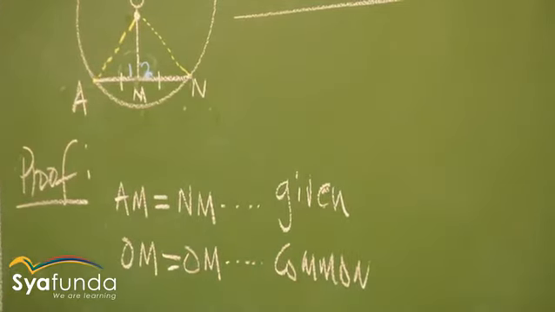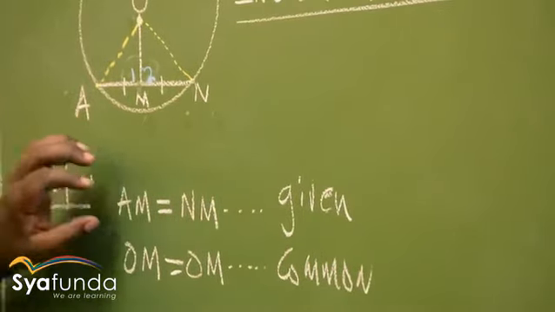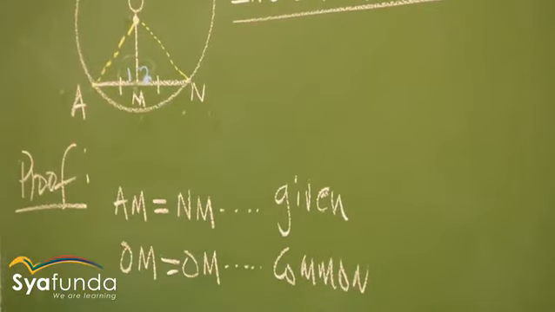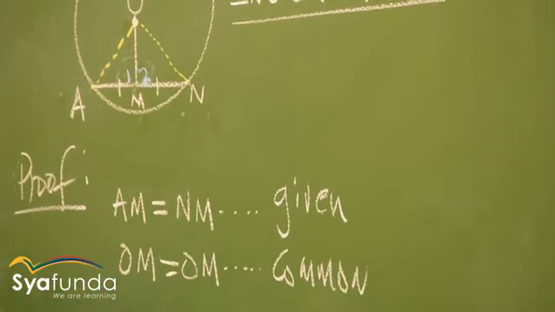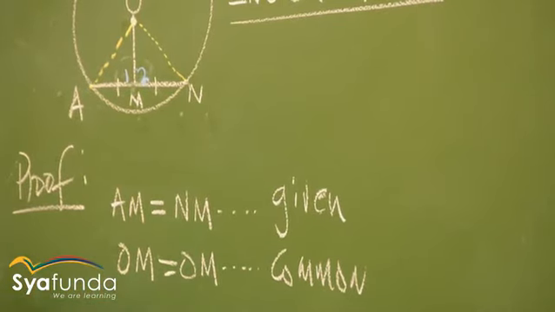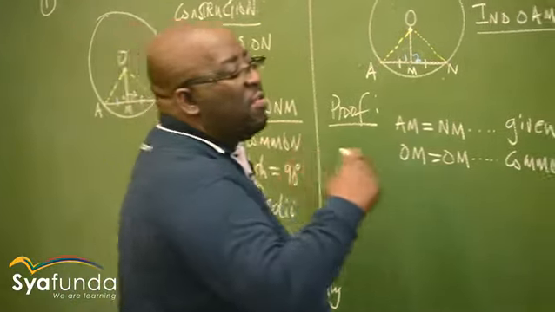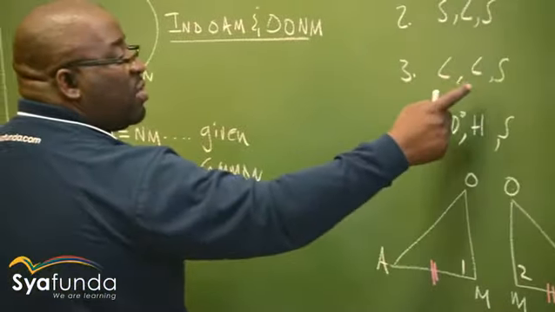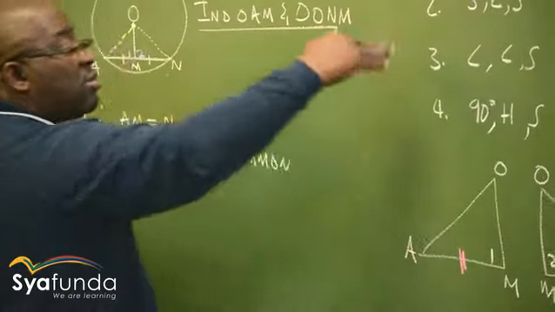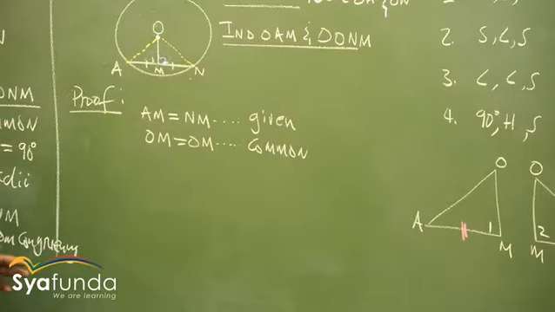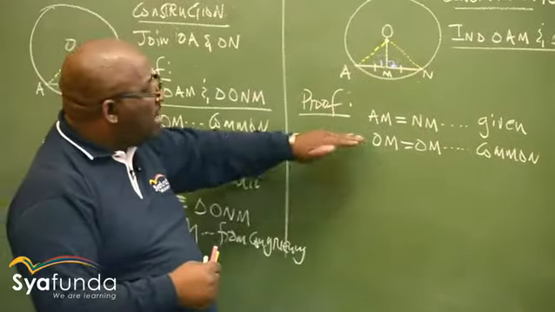So what is it that we have proved so far? What are AM and NM? These are sides. What are OM and OM? These are sides. So we've got two sides now. You can't use this one because it uses one side and two angles. So that one already falls off because in this one, this is a side. This is also another side.